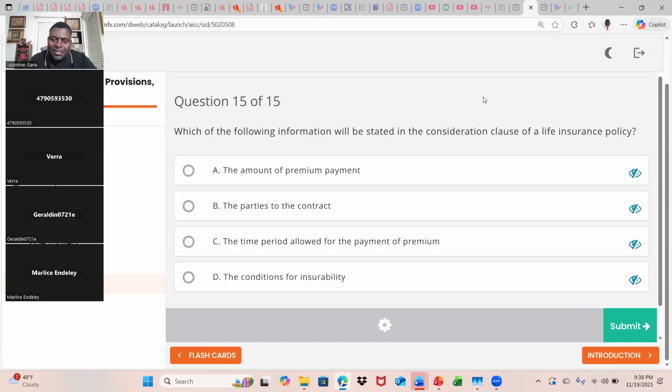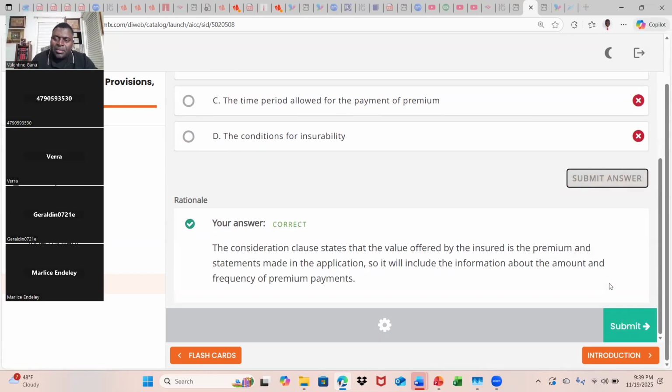The amount of the premium payment. Consideration is about what you give in material value to bind the contract. Us as insurance professionals, premium payment is what we give to bind the contract. So that is going to be stated in the consideration clause. So let's submit. Yeah, and that is right.